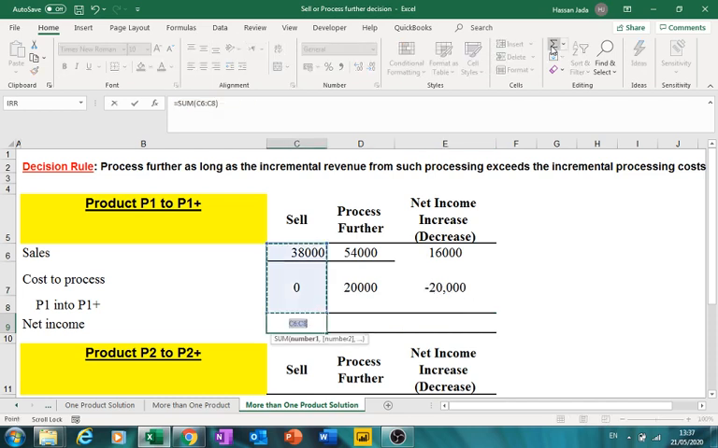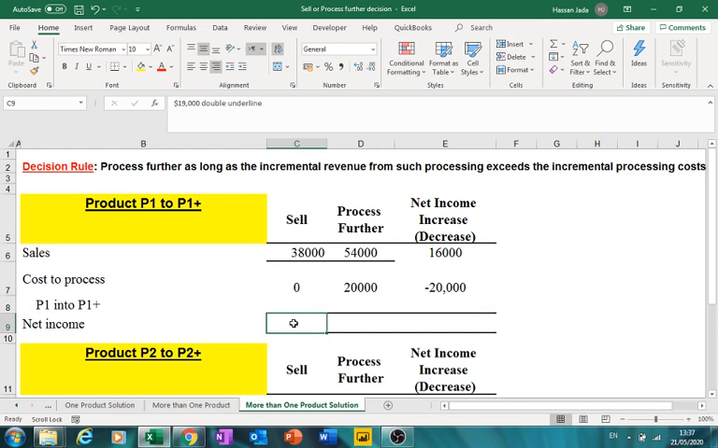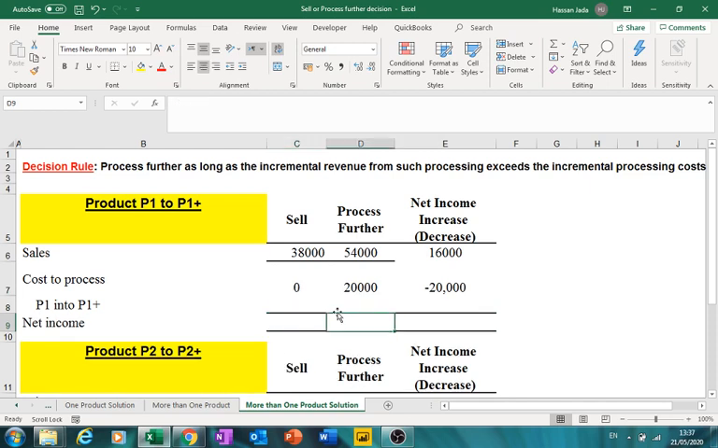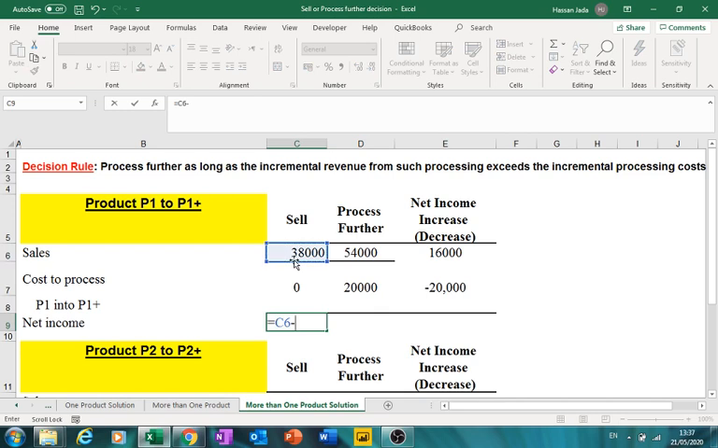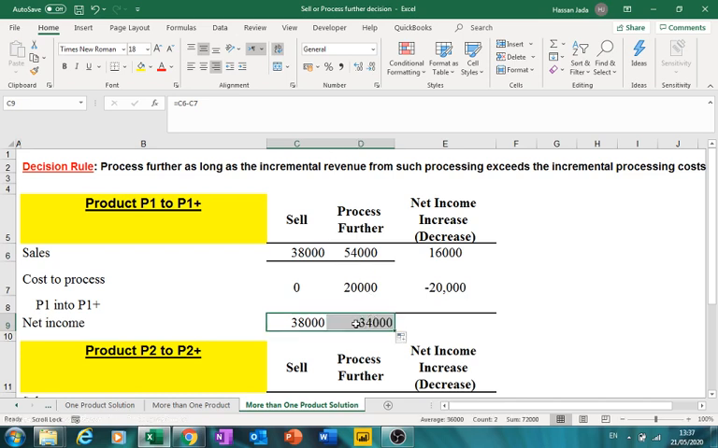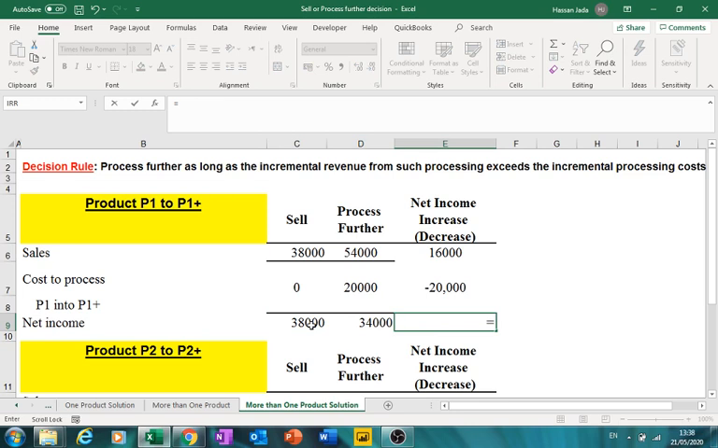Then the final result here: we have 38,000 minus 0 for the sales, and we have 54,000 minus 20,000 equals 34,000 for processing further, and the final result for the processing is 16,000 minus 20,000 equals minus 4,000.